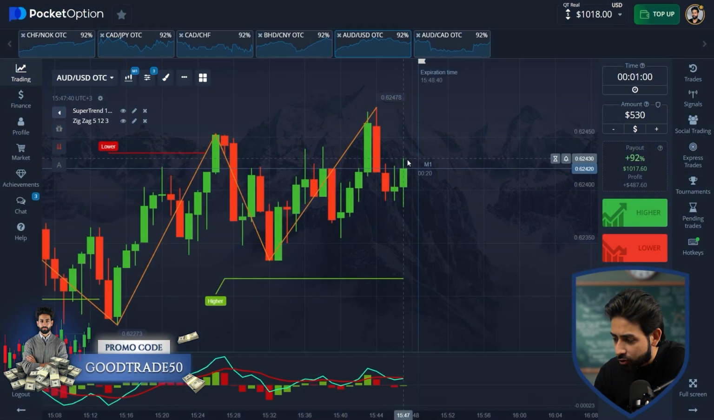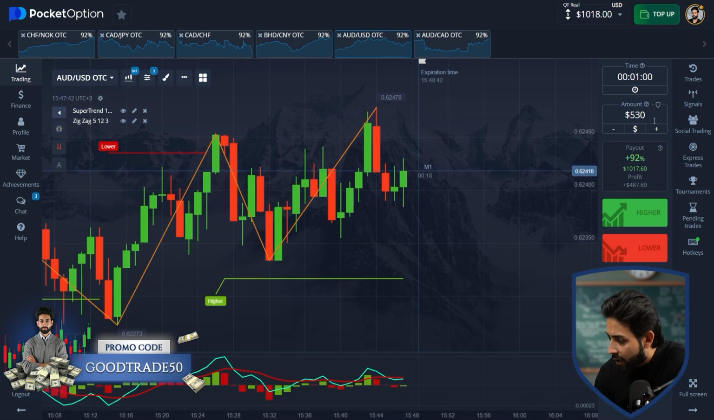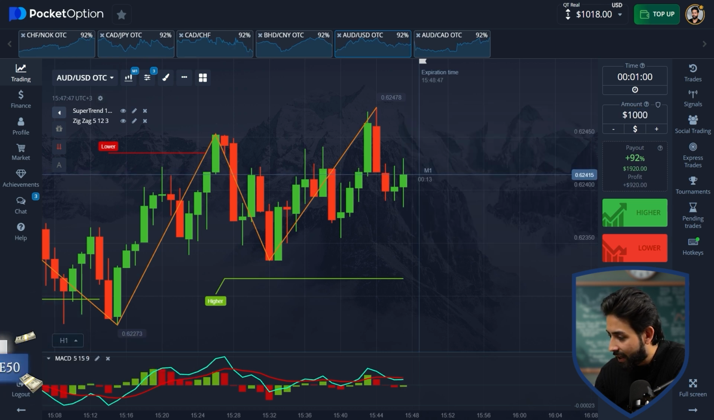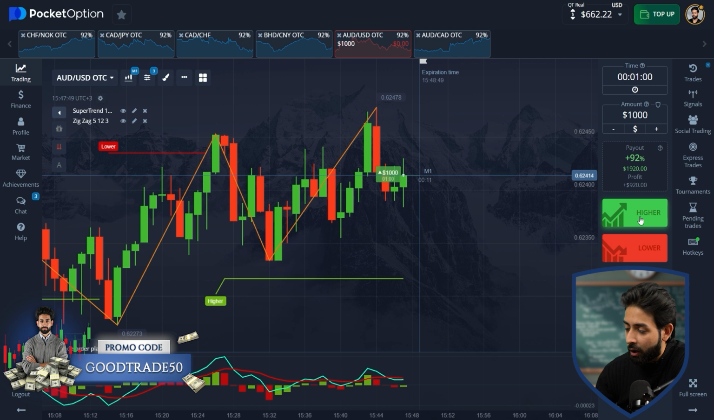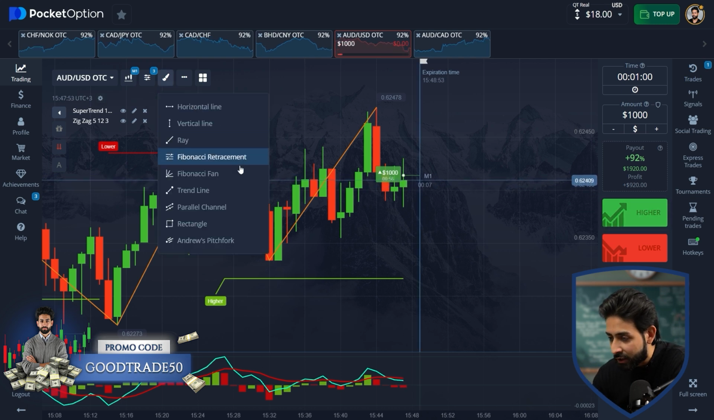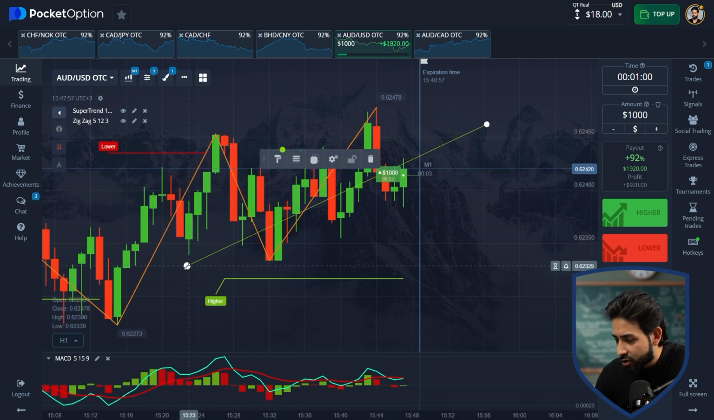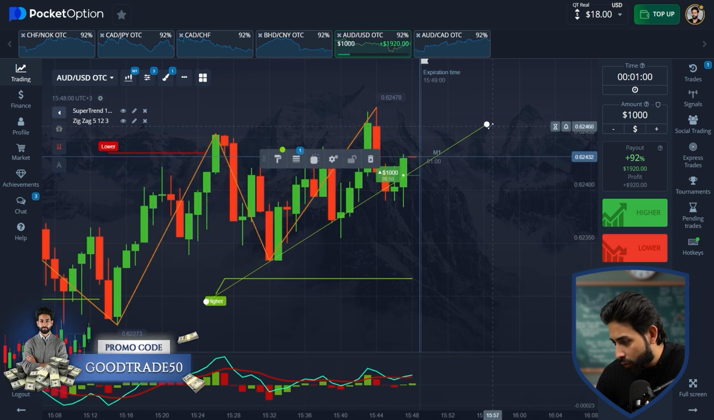Okay, let's have a look at the Australian dollar against the US dollar. Let's set the bet amount to $1,000 and let's go into a buy. Market is sideways. Seems like there will be a breakout to go upwards, and that's what we're observing, and that's what we're doing. Let's create a horizontal. Let's create a trend line actually, just to see the trend. The trend line will go right here until here.